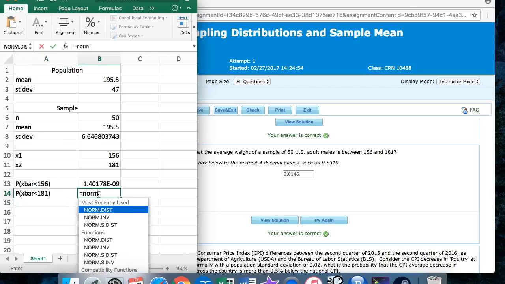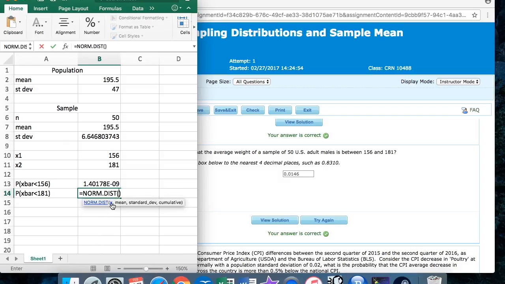All right, so it's still norm.dist. Our x value now, the data value we want to find the probability around, is this one.